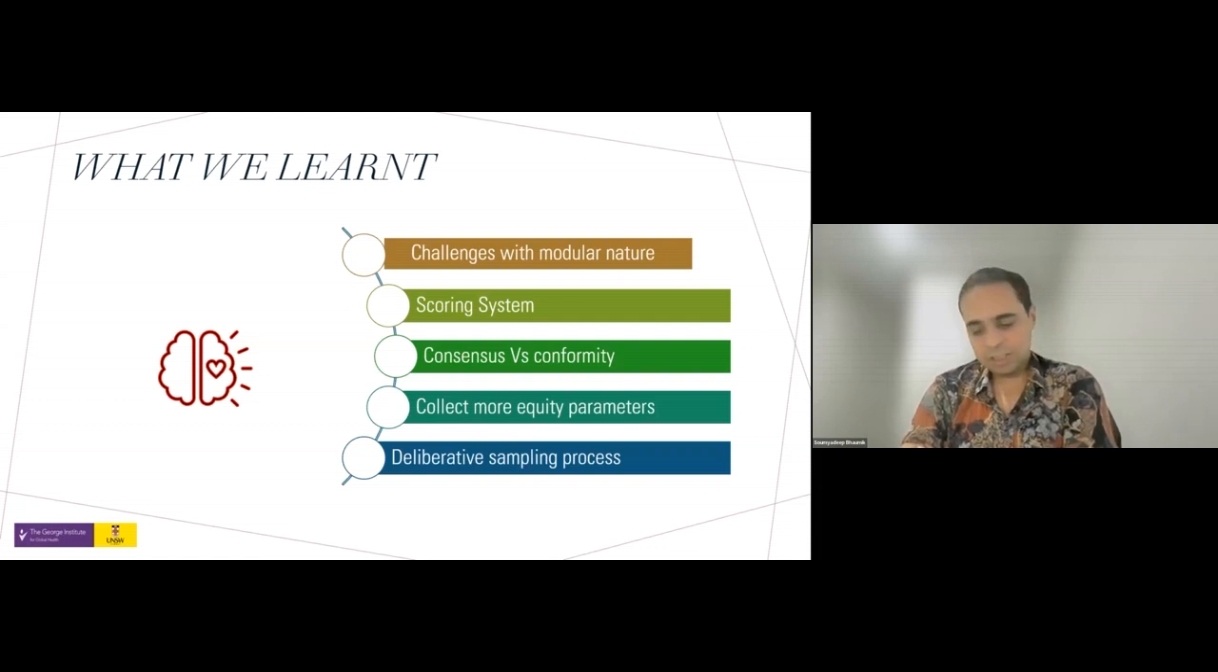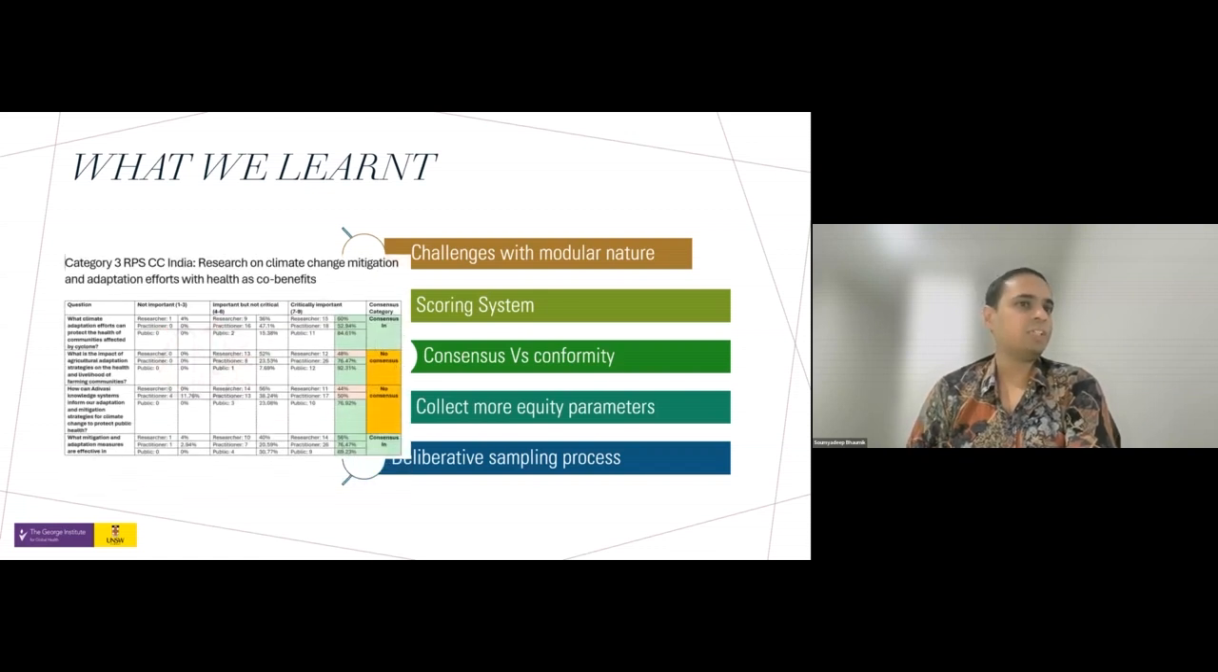We also learned that because this is single step, there's always a bit of a tension between consensus versus conformity. This allows us to show differences in how researchers and participants actually think. So that's one big difference. We also think that equity parameters needed to be collected more. For example, we see that for Adivasi or tribal people, researchers and practitioners did not say yes, but we really actually do not know a lot about that.